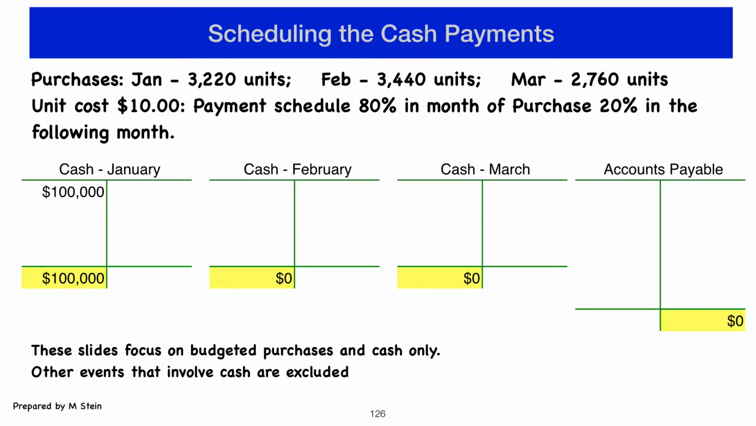Here's an example where we have scheduled purchases for January, February, and March. The units cost $10 each, and the payment schedule is that 80% of the cost of the purchases is paid in the month of the purchase and 20% in the following month. You can see I've laid out the cash account for 3 months, January, February, and March, and also an accounts payable.